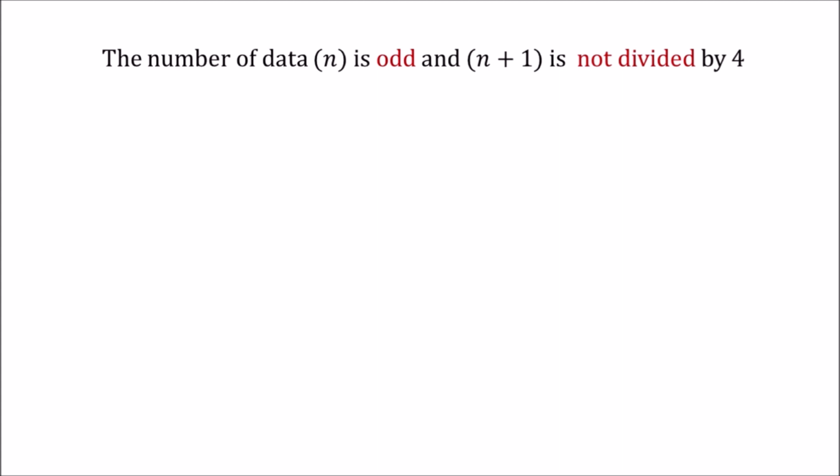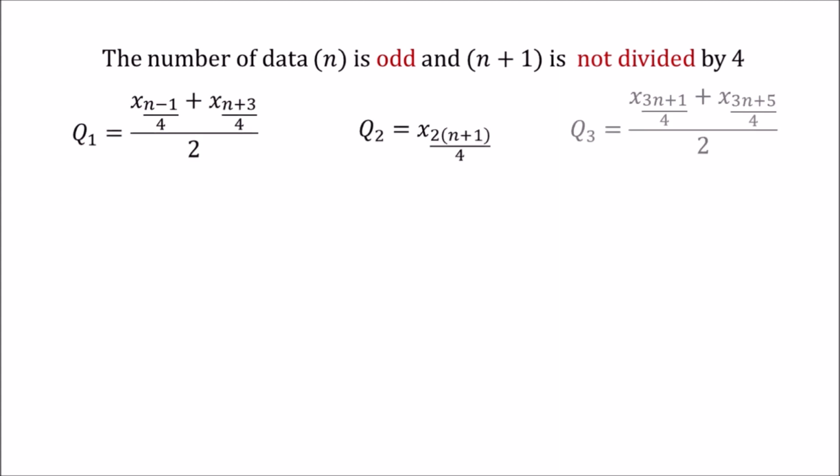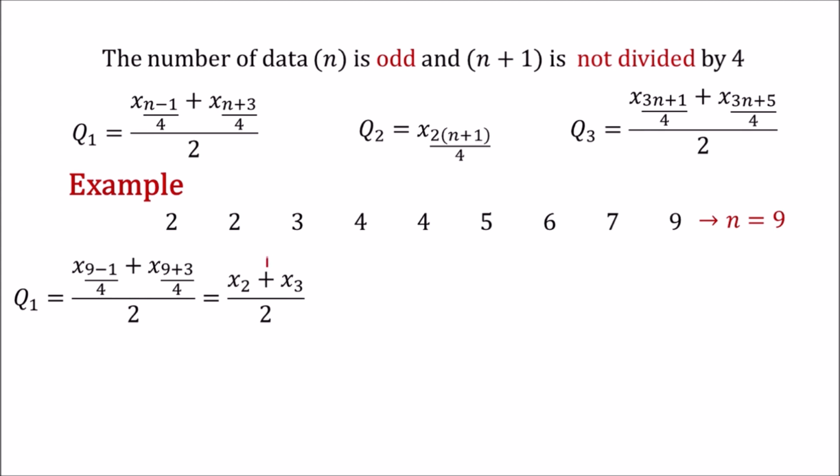The number of data is 7, so the quartiles are as follows. Second, if the number of data, n, is odd, and n plus 1 is not divided by 4, the quartile is as follows. Example. Given data like this. The number of data is 9, so the quartiles are as follows.